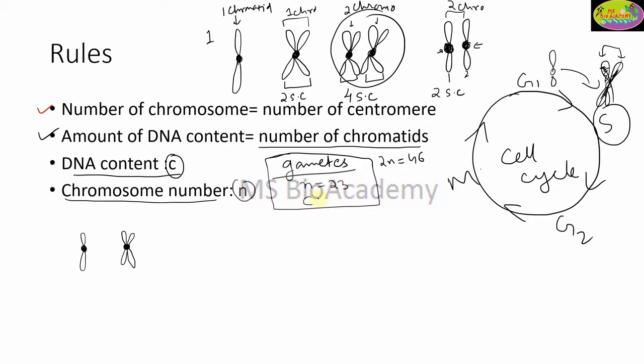And what about the C content? The C content will be 1C only. Okay, so 1C, why? Because here the DNA is not being replicated, it is present in a single copy, so that will be the 1C only. All right, since the chromosome number is 23, so 1C content.